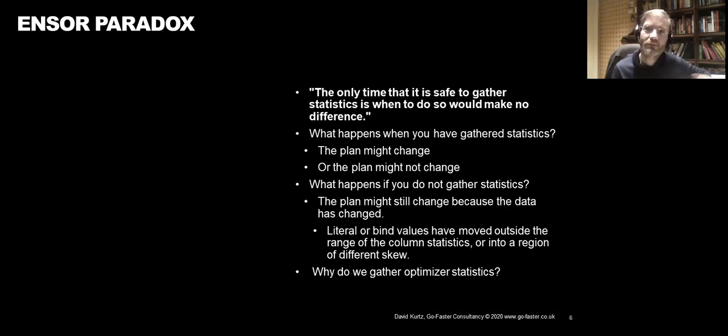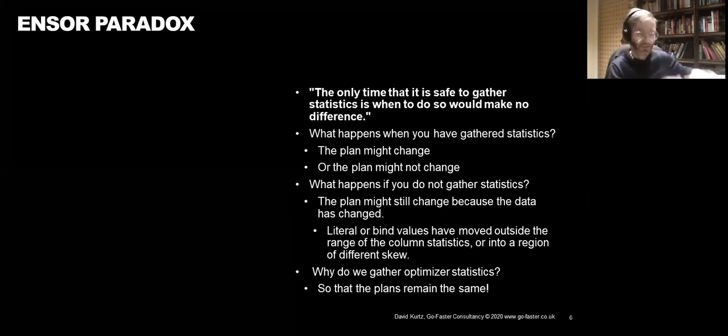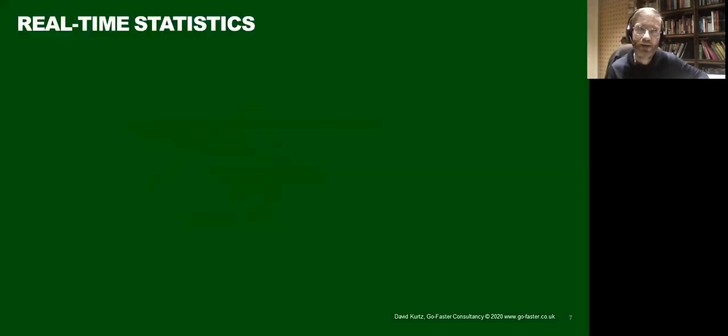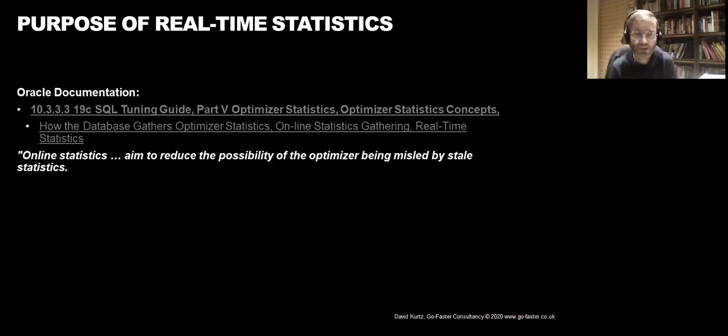So why do we optimize the stats? Why do we spend so much effort making sure they're up to date? Well, mostly so that the plans remain the same, so that the statistics keep up with the changing data and the changing literal values in your queries. And real-time statistics is part of this effort. So this is what the documentation says about it. They are aimed at reducing the possibility of the optimizer making a bad decision because it has out-of-date statistics that no longer reflect the data.